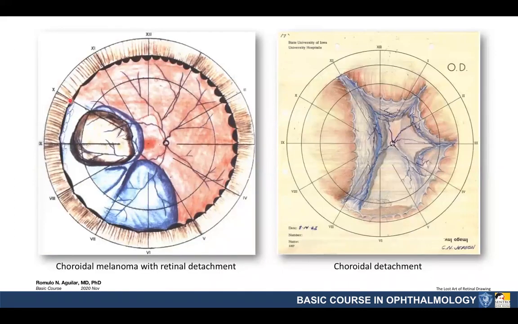More examples here, brown denotes choroid. This is choroidal melanoma with an associated retinal detachment. Again, I cannot stress this more, the nasal ora serrata is more jagged in appearance compared to your temporal ora serrata. Here you have choroidal detachment.